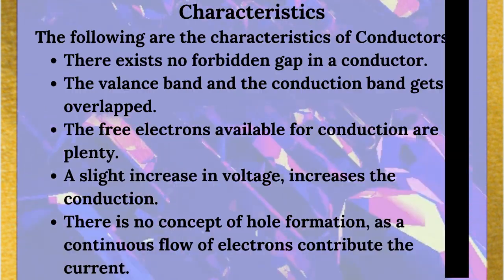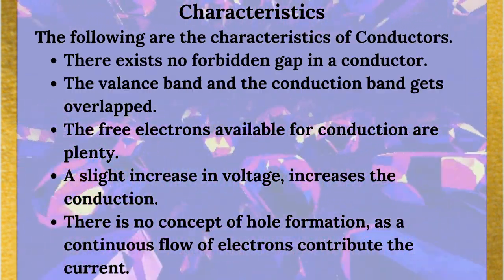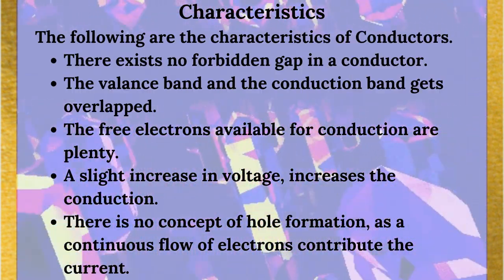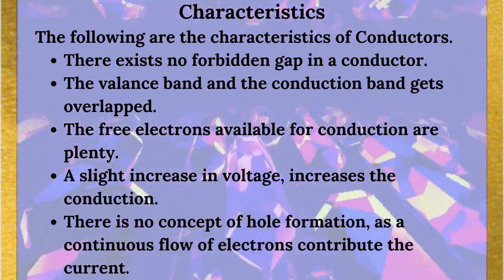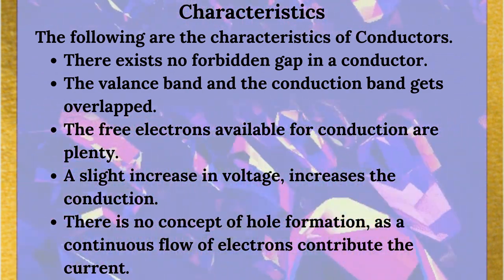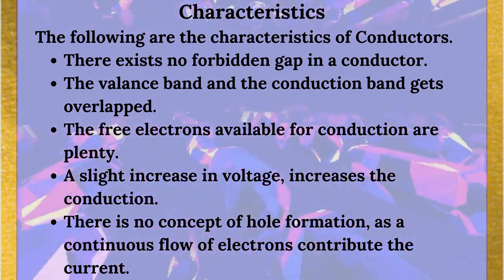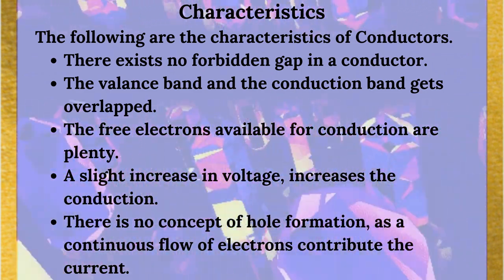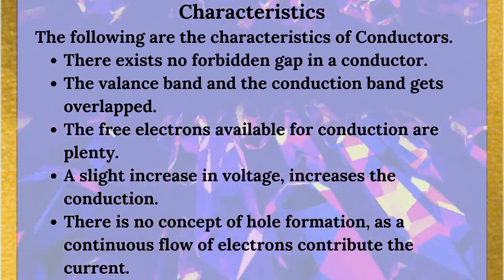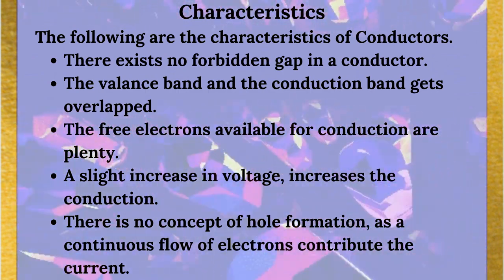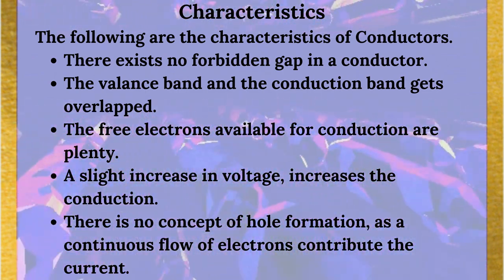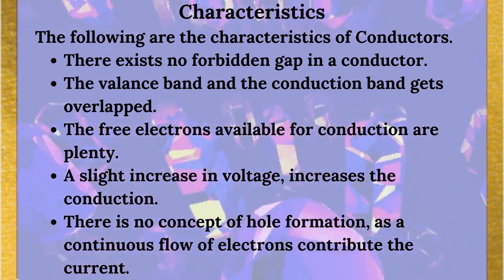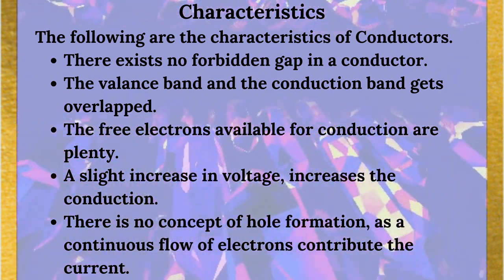The following are the characteristics of conductors. There exists no forbidden gap in a conductor. The valence band and the conduction band get overlapped. The free electrons available for conduction are plenty. A slight increase in voltage increases the conduction. There is no concept of hole formation, as a continuous flow of electrons contributes to the current.